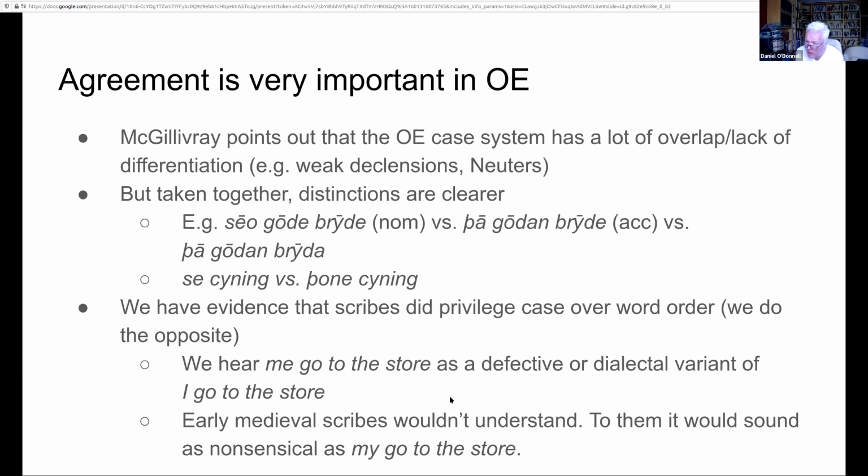And so if we hear "me go to the store," we think it's a dialectal variant of "I go to the store." But to an Anglo-Saxon, it would be as nonsensical as "my go to the store." They'd sit there and go, I see an object, I see a verb, and I see a prepositional phrase, but I don't see a subject. So I don't know what "me goes to the store" means. And I also don't know how you can go somebody. I can understand you hit somebody, but how do you go somebody? The sentence doesn't make sense. In the same way that "my go to the store," you can't figure out what I mean.